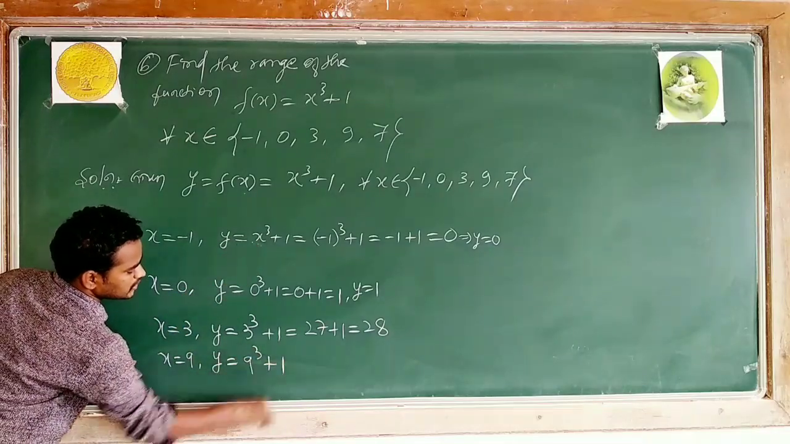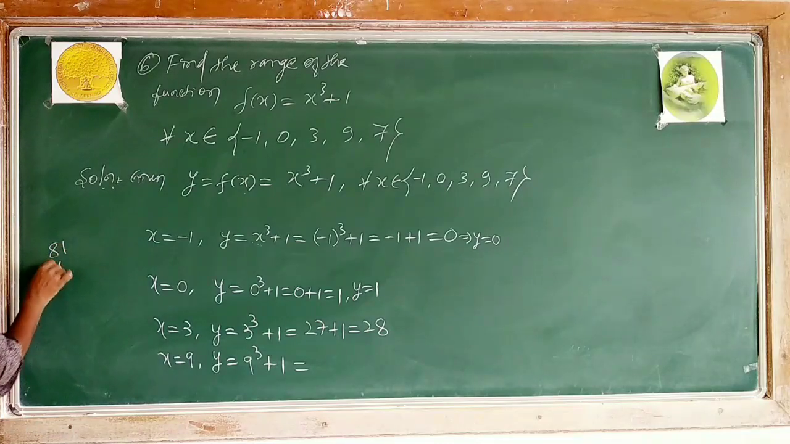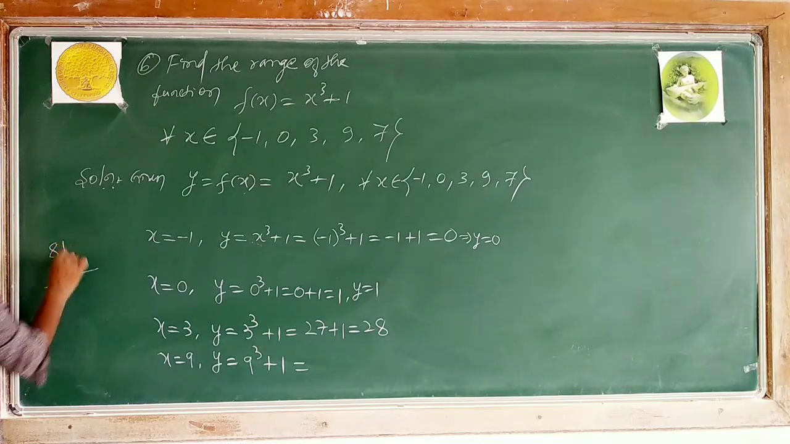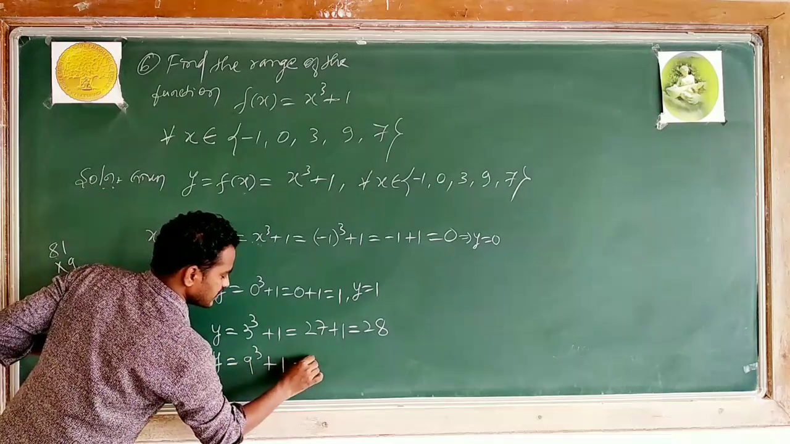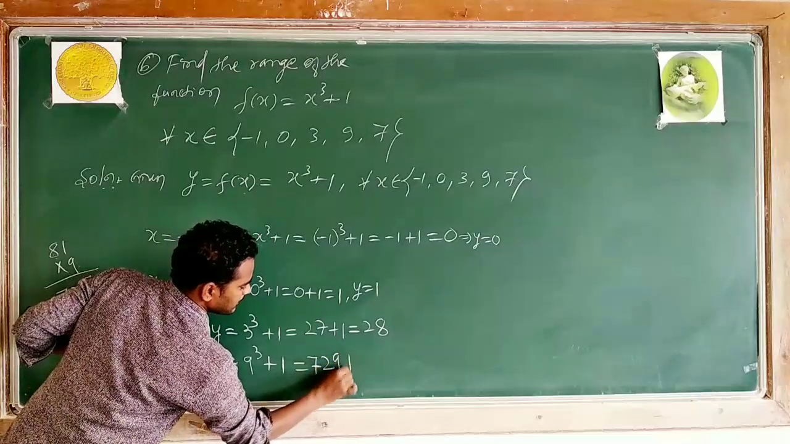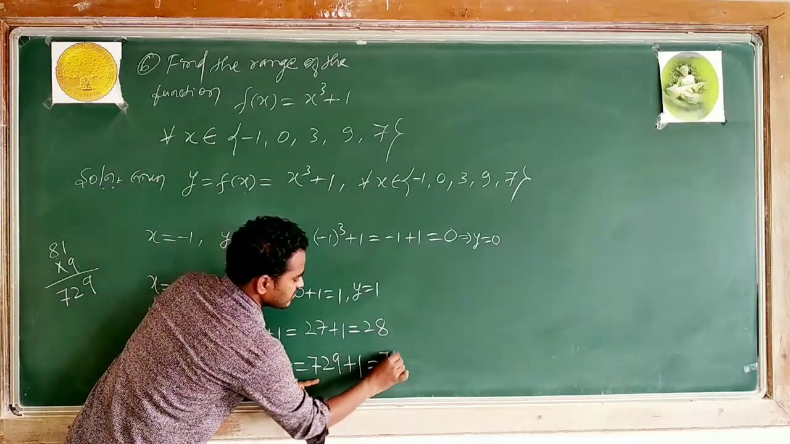9 cube plus 1, means how much is 9 cube? 9 9s are 81. 81 into 9: 9 ones are 9, 8 9s are 72, so you get 729. 729 plus 1, how much? 729 plus 1 is 730.